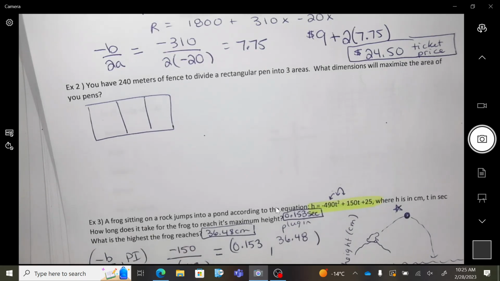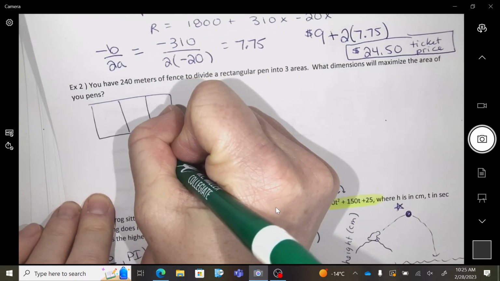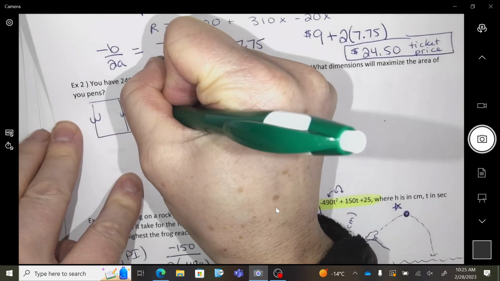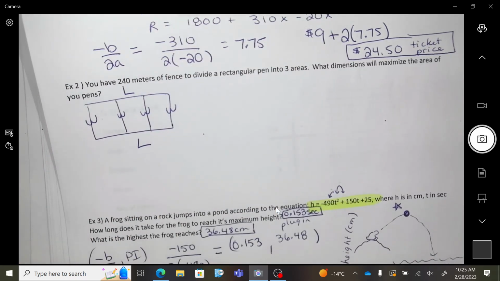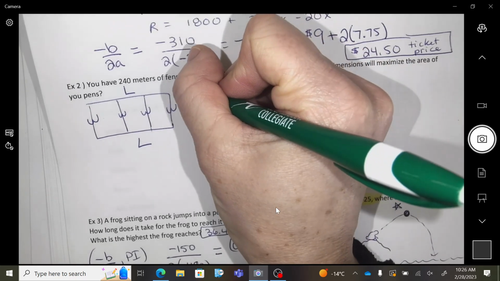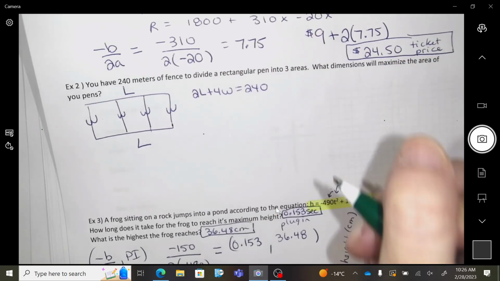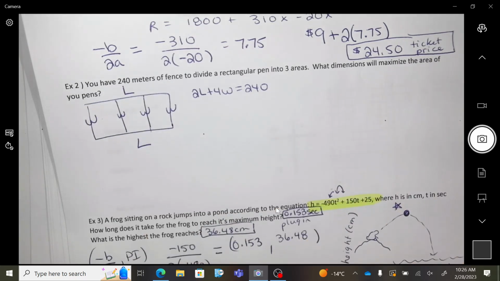Okay, I'm going to label some of these sides of fencing. So this and this I'm going to say is the length of my field. And these sides I'm going to call my width. So I need all of that. I have 240 meters of fencing. So is it okay if I add that all up? So every side added together will make 240 meters.